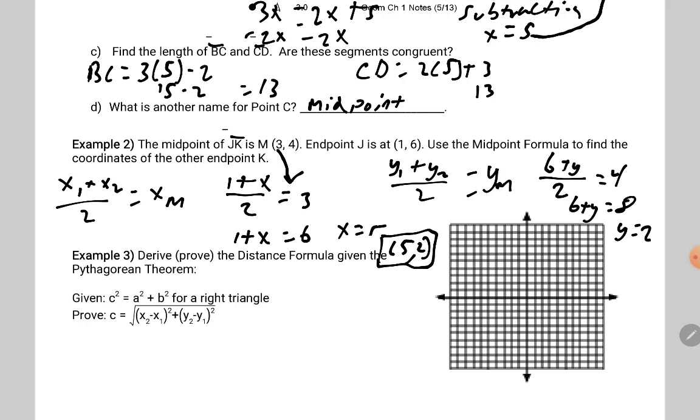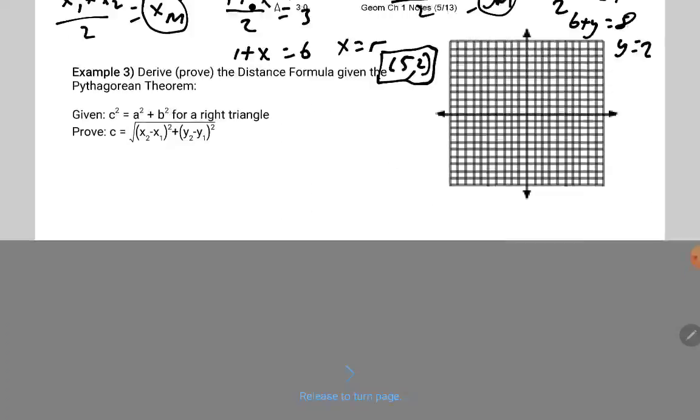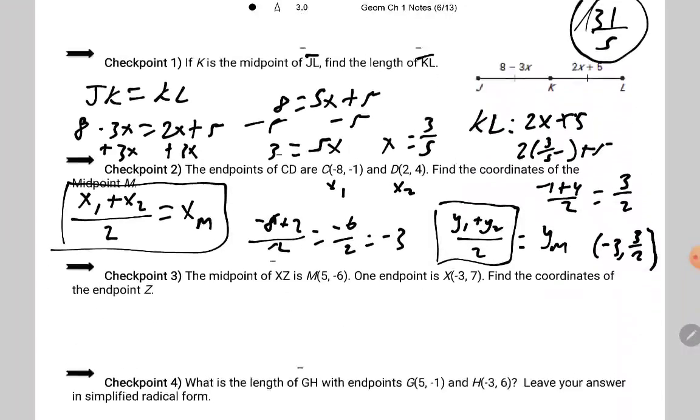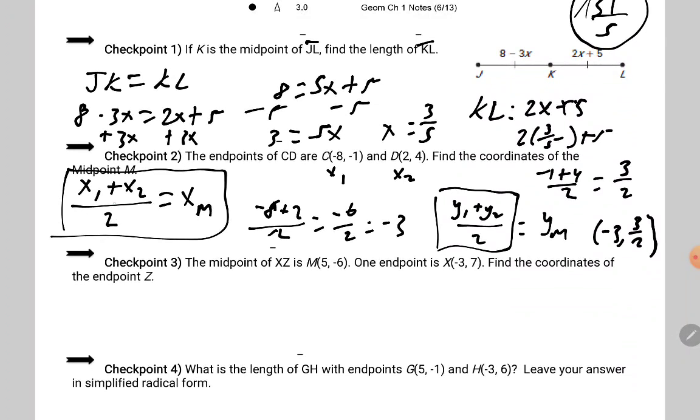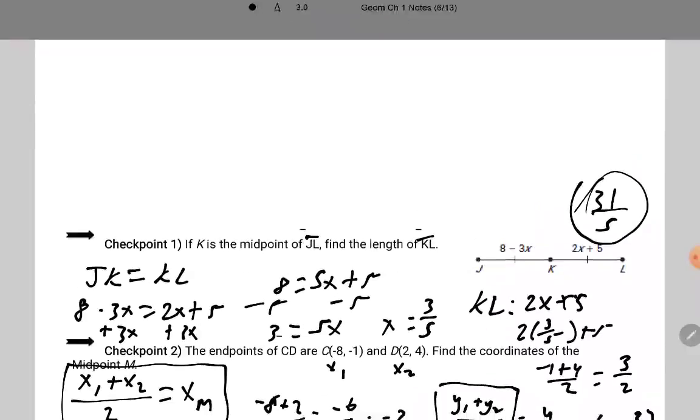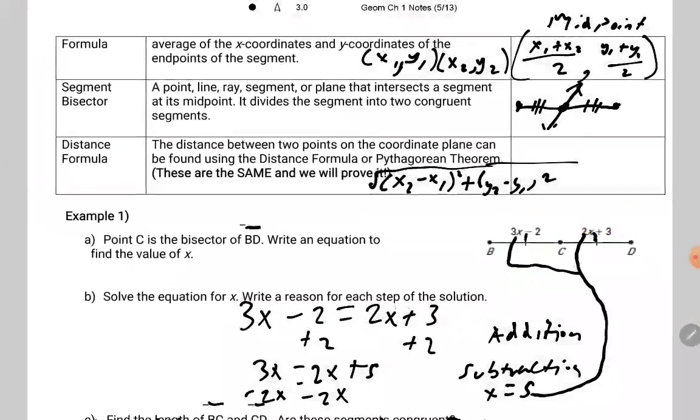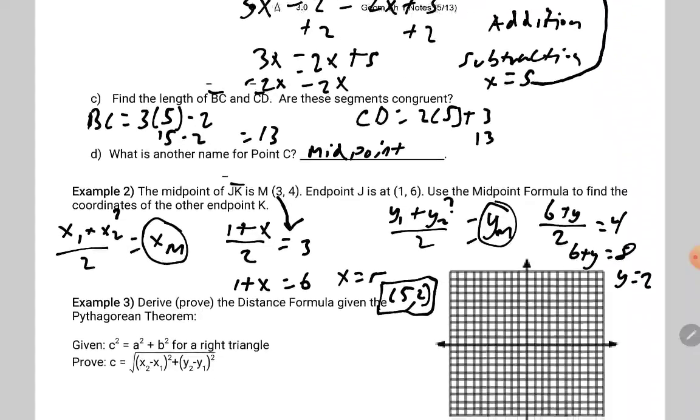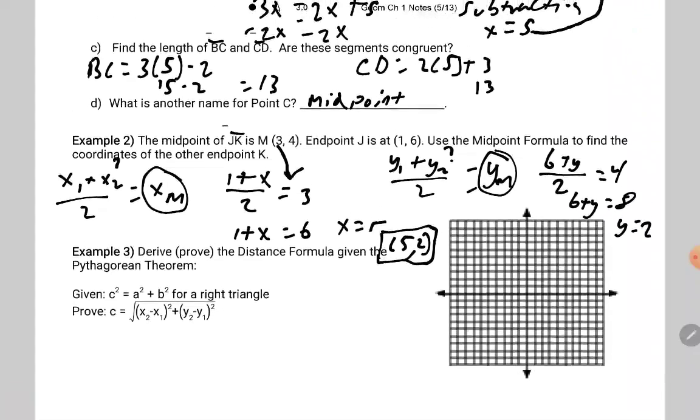Okay? So it's working a little bit backwards, because they give us our midpoint coordinates, but they're missing our second endpoint. While back in here, we had 2 endpoints, so we just add them together, divide by 2. And then this one, we're missing our second endpoint. All right.